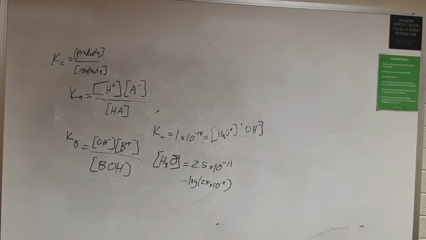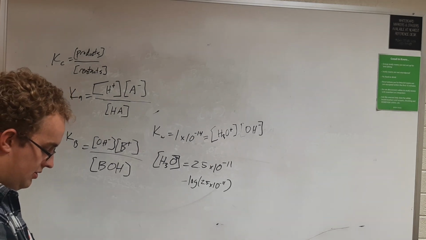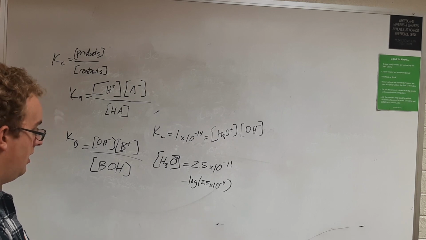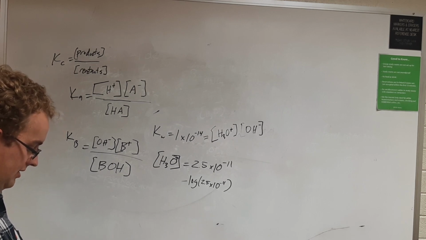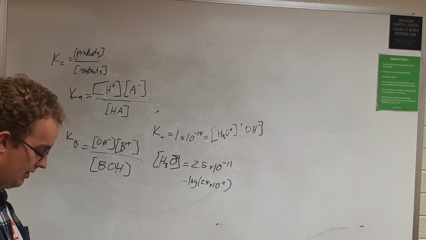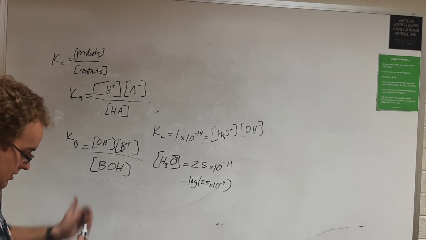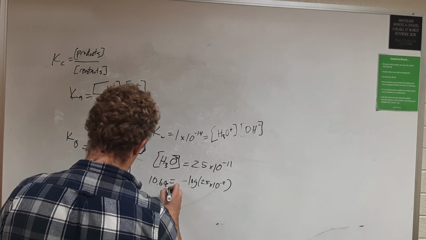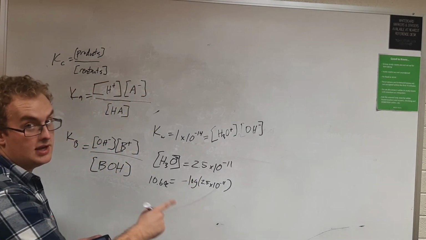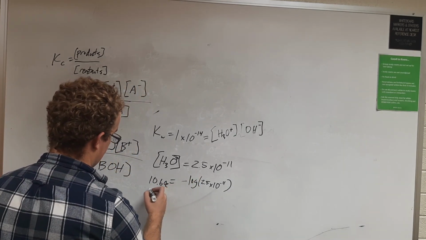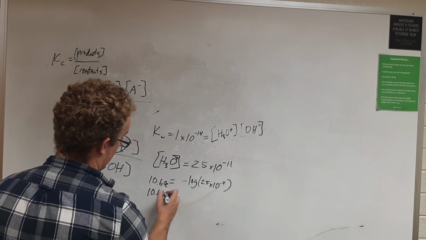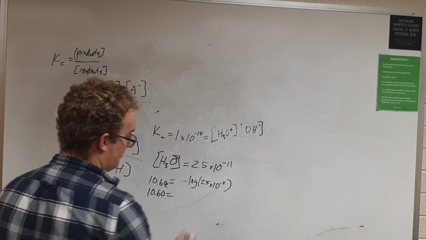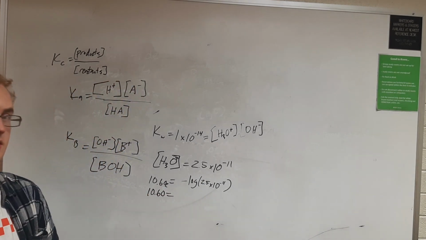So let me pull out my calculator. The negative log of 2.5 times 10 to the negative 11th is going to equal 10.602. Now this number only has 2 sig figs, and as we talked about earlier, we would round to the second sig fig, so it's 10.60. That's the negative logarithm of our hydronium concentration.